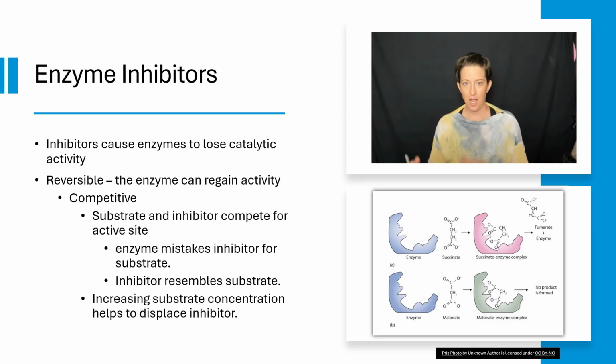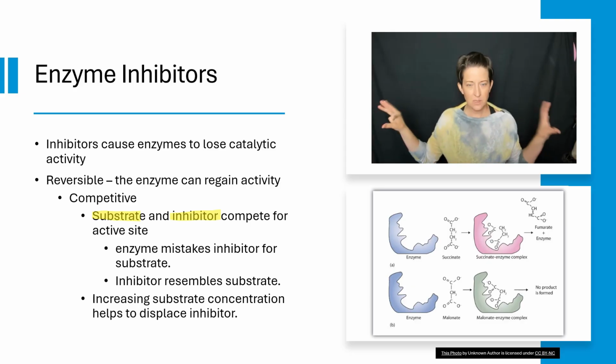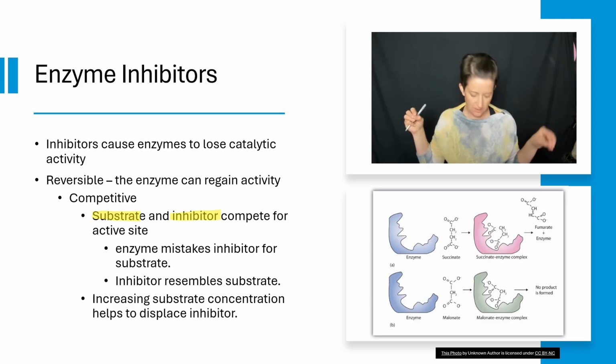Two types of reversible inhibitors. Looking at our competitive inhibitors first. A competitive inhibitor means that the substrate and whatever compound the inhibitor is can compete for the same active site. That means they need to have a similar enough shape that the induced fit model is working in its favor, but it's not getting the right R group interactions within the active site to do its job effectively.